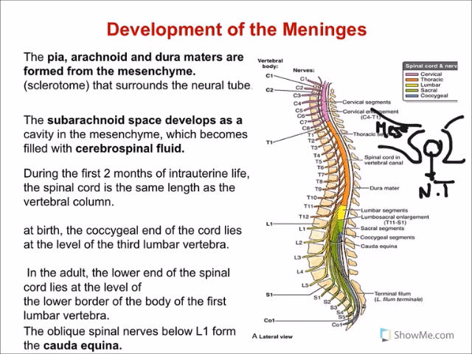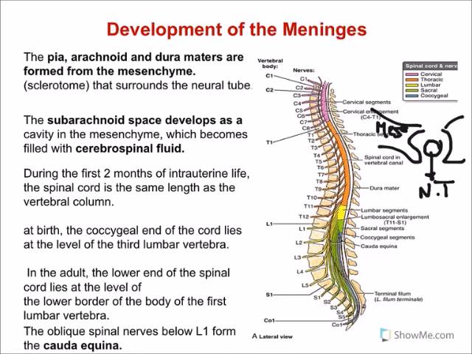It is also important to know that during the first 2 months of the intrauterine life, the length of the spinal cord is the same as the length of the vertebral column. This is early in the first 2 months of the intrauterine life. At birth, the coccygeal end of the spinal cord lies at the level of lumbar 3 vertebrae. So the lower end of the spinal cord, or the coccygeal end of the spinal cord, lies at the level of lumbar 3.